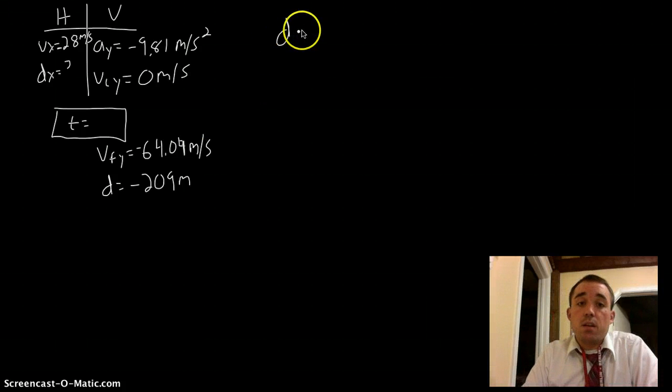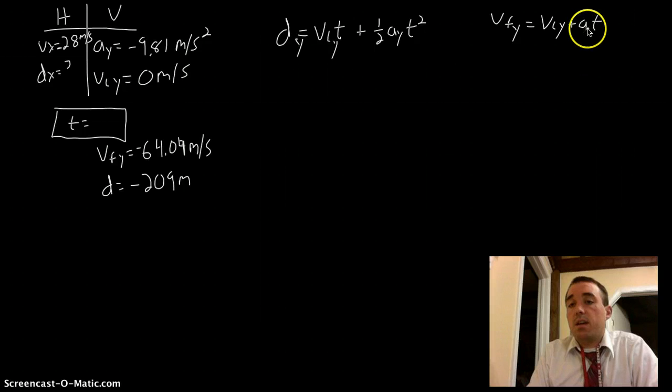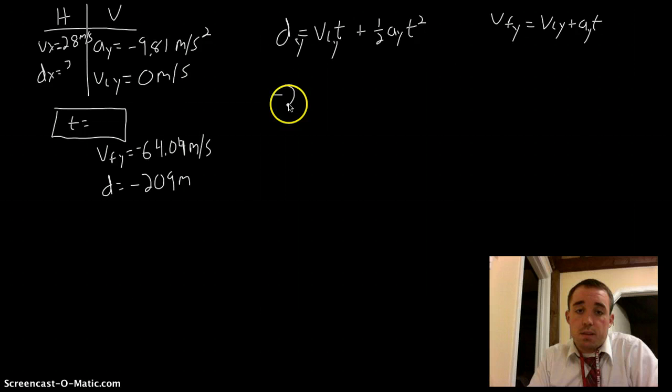I could either do dy equals VIY T plus 1/2 AY T squared, and I'll do it this way. You could also, if you want to make it a little easier mathematically, use VFY equals VIY plus AT and solve for T that way. Really doesn't matter, but I'll do it this way because this is the equation more often used when trying to find time. Negative 209, our VIY is 0, so this whole term goes away.